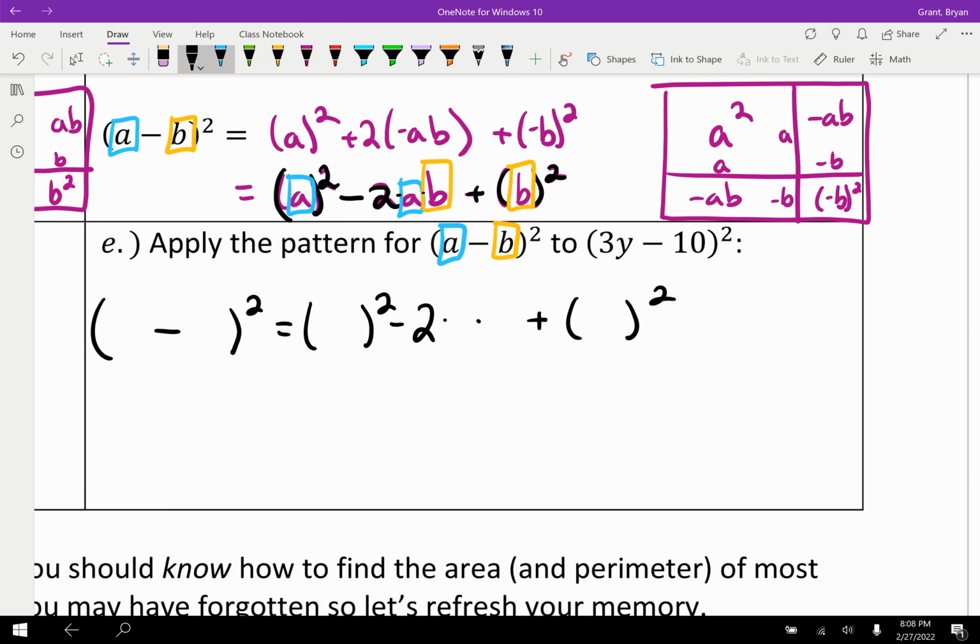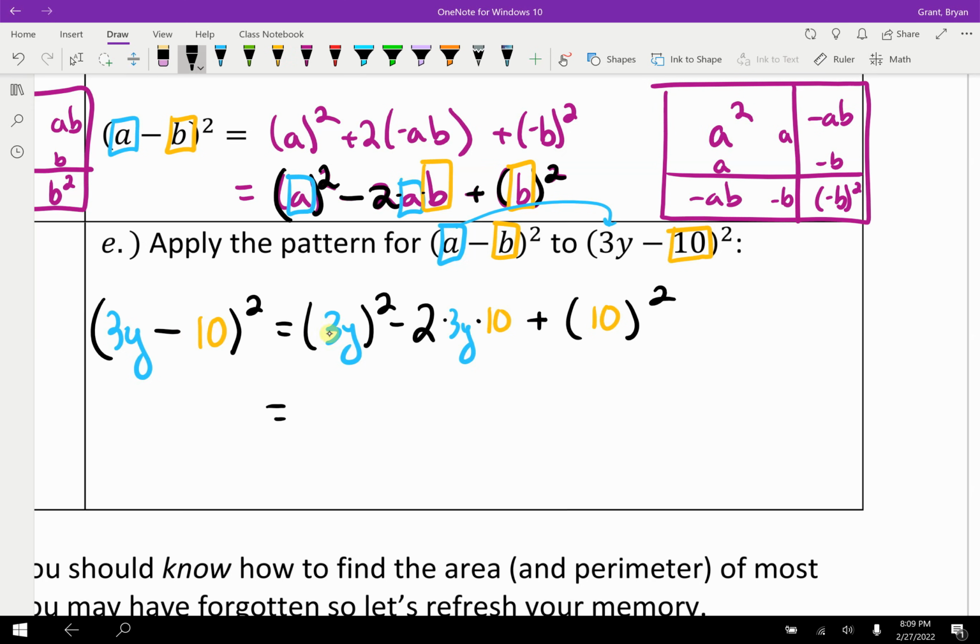Filling them in, a in this case is 3y. And so that'll be 3y squared minus 2 times 3y, and that's it for the a's. And then we have the b's, which is just the 10, not the negative. The negative's in the problem, so just the 10. And that'll be a 10 here and a 10 at the end.